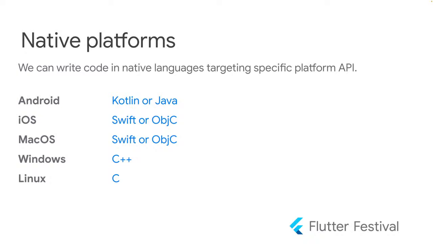Using all these native languages, we can directly access all the native APIs on these platforms. For example, if you want to run a third-party API that supports Windows, you can do that by using C++ to write a function that calls that third-party API, and then call that function from Flutter using the method channel.